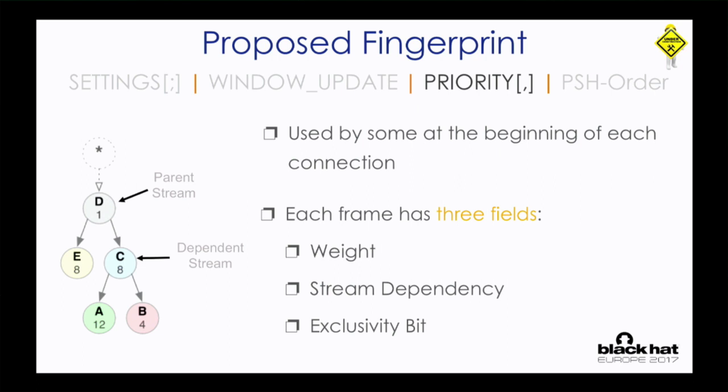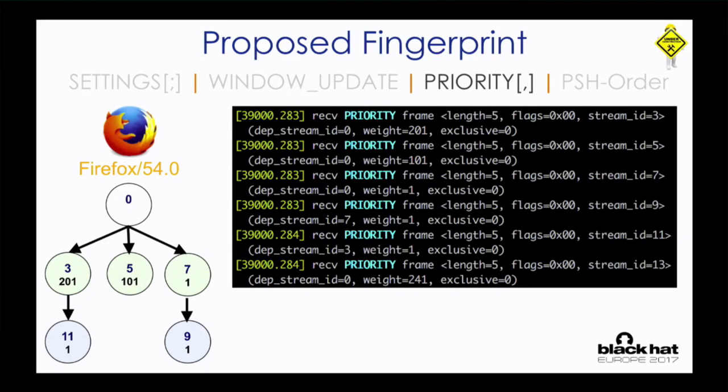So we found out that some of the clients actually do not only send the settings frame and the Window Update frame, but immediately after that, they start sending priority frames. And this is a live example for Firefox. Firefox would send a settings frame, it would send a Window Update frame, and right after that, 5 or 6 priority frames. And can anyone think why Firefox would do that? Why would it create this dependency tree?